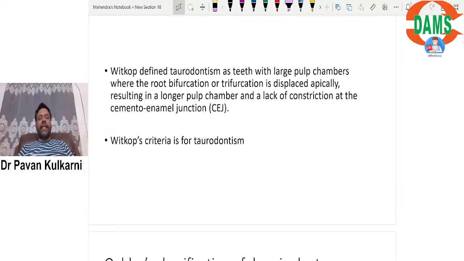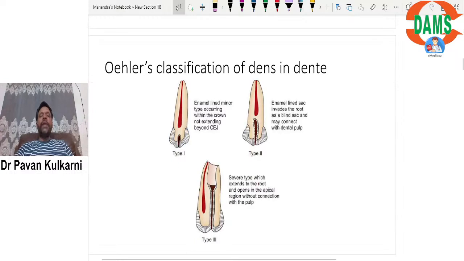Displaced apically. Okay, so that is very important. In the definition, nobody will ask you to write the definition. What we should remember is who gave this definition. The taurodontism criteria was given by Whitcop. But who classified it? The classification was given by Shaw. That is what is important. Shaw's classification.